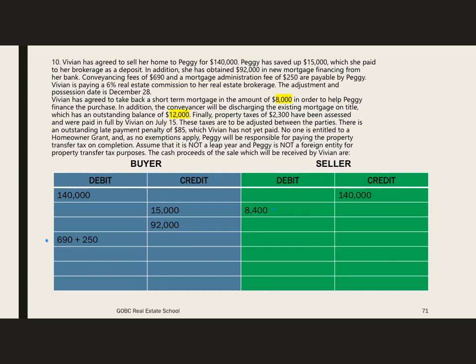So Vivian has agreed to take back a short-term mortgage for $8,000 to help Peggy finance the purchase. So that's a vendor-supplied mortgage, so we need to credit Peggy and debit Vivian for that one.